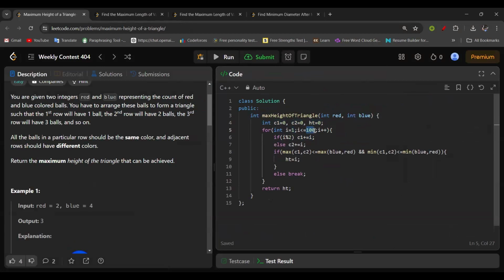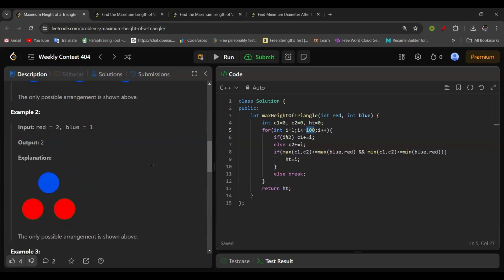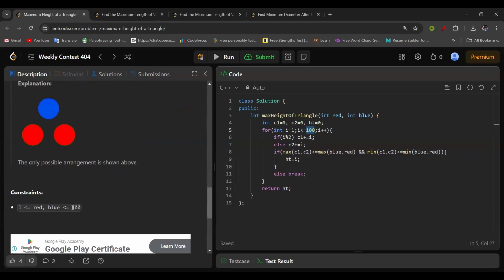I went till 100, but it would basically break at maybe 10 or 20 only. The height is going to go to 10, maximum 20, because after that we are done, since red and blue are given as 100 only. So I took 100, but we would basically break at 10 or 15 at max. Now if you see i modulo 2, if it is an odd index, you add i to C1. If it is even, you add i to C2.